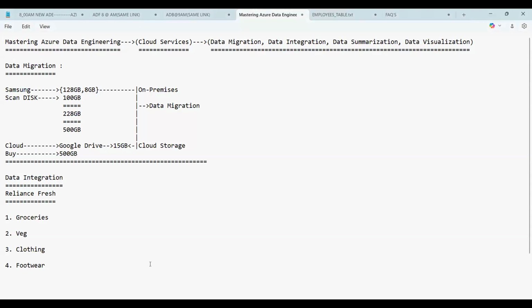Why? Because whenever the customer walks in, he should be able to get all the products under one head. Am I right? The whole day you're working, after a very hectic day you have to buy some product. So if you go to Reliance Fresh, in one stop you get all the products.